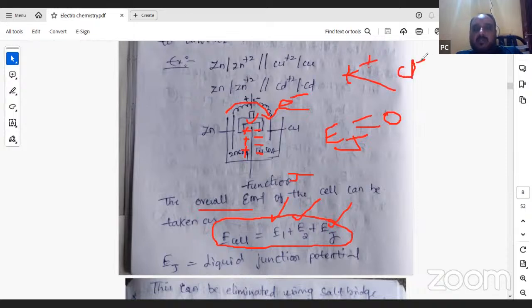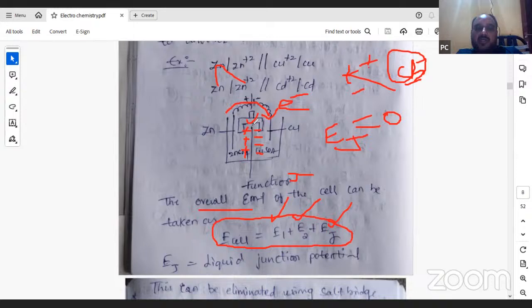K plus is the positive ion and Cl minus is the negative ion. For example, zinc is converted to Zn plus 2 by loss of 2 electrons. Those 2 electrons are transferred from the zinc solution to the copper solution. So Zn plus 2 will be deposited here. Then, to neutralize that ionic charge, the Cl minus in the salt bridge will go and react with Zn plus 2, forming ZnCl2. Therefore, the charge will be neutralized.